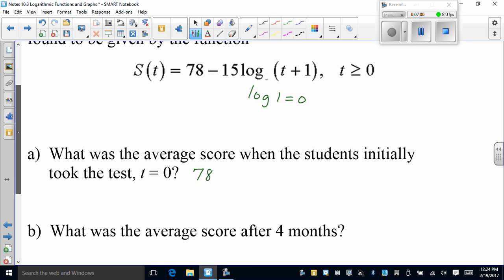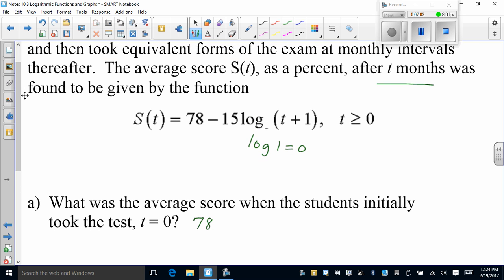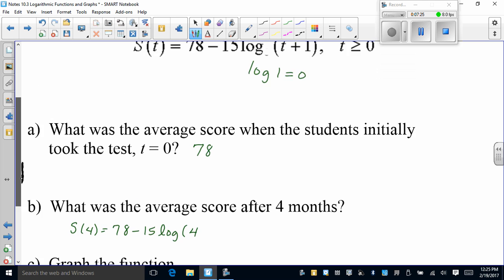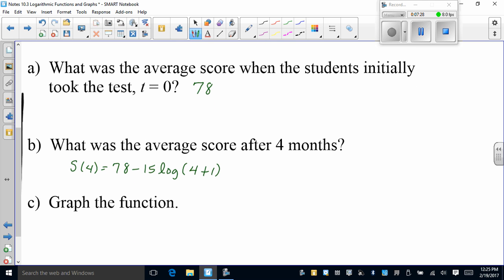So the next one, what was the average score after 4 months? So S of 4 equals 78 minus 15 log of 4 plus 1, or log of 5. And we put this lovingly into the calculator, and we get 67.5%.